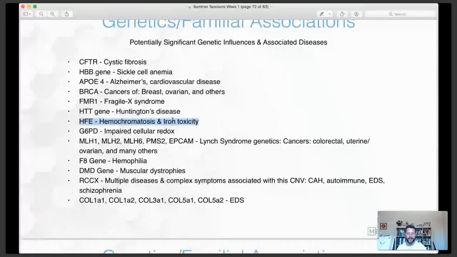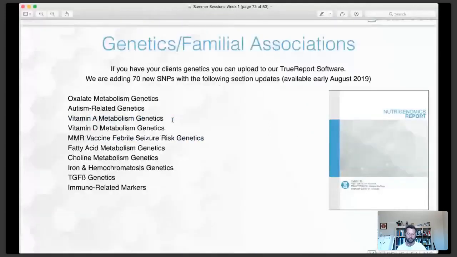So I just added 70 new SNPs to our genetics report. I spent over 100 hours literally reading studies and just pulling apart risk alleles. So these are all new sections that we're adding to our genetics report. This is our True Report software. It's true.report. It'll be available in a couple of weeks. And so we're adding a whole section on oxalates. I'm going to tell you about oxalates more in the food section, lastly, coming up in a few minutes here. And so a whole bunch of new sections that are really relevant.